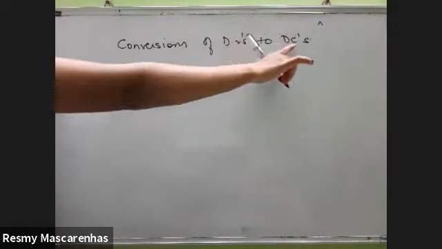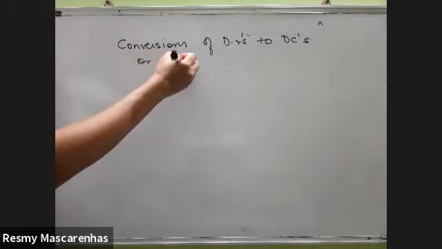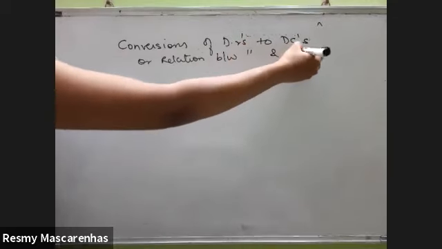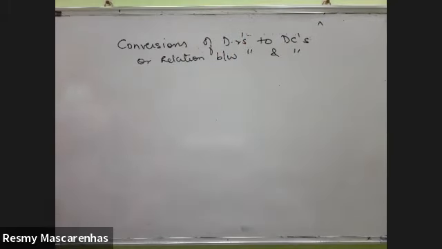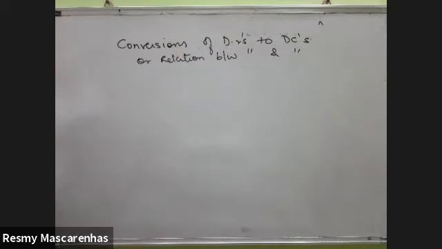From direction ratios to direction cosines, or you can say the relation between direction ratios and direction cosines. They will give you direction ratios and ask you what the direction cosines are. So given this, you need to know how to find this.